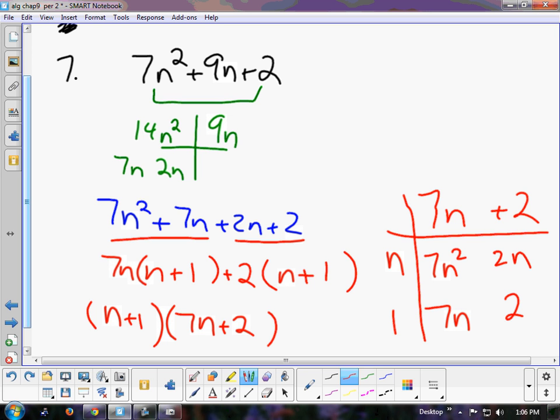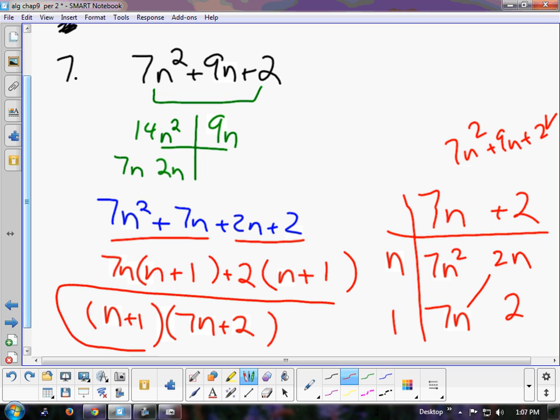So this is going to be 7n squared plus 9n plus 2. And it checks. But this is my answer.